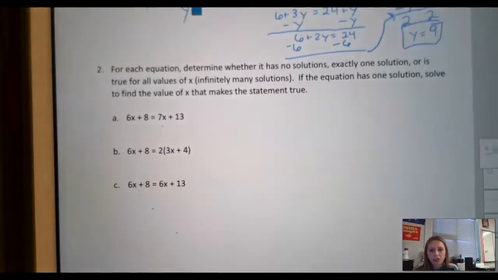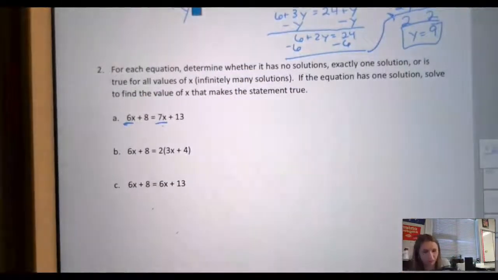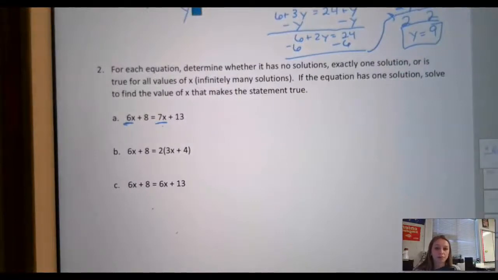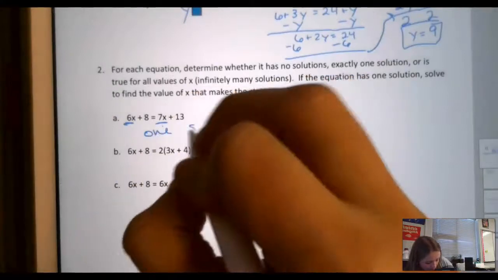Okay, so for each equation, determine whether it has no solution, exactly one, or is true for all. So that's what we're going to do. First, let's look at our coefficients. Are they the same? No. So that means it's one solution.